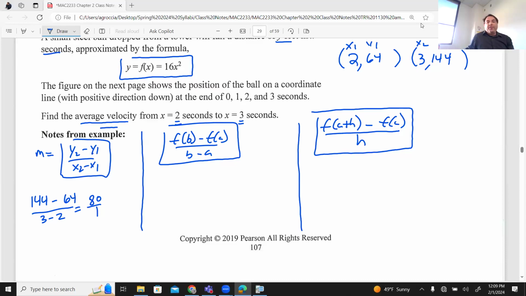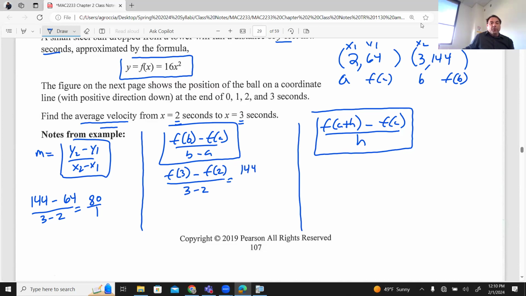So if we're talking about f of A, f of B, this would be A with f of A. This would be B with f of B, right? F of A is the result of A. F of B is the result of B, all functions. So if I fill in everything, this will be f of B, B is 3, minus f of A, A is 2, over 3 minus 2. F of 3 means the result of 3, which is 144, minus f of 2, the result of 2 is 64, over 3 minus 2, which also gives you 80 over 1. Good so far?